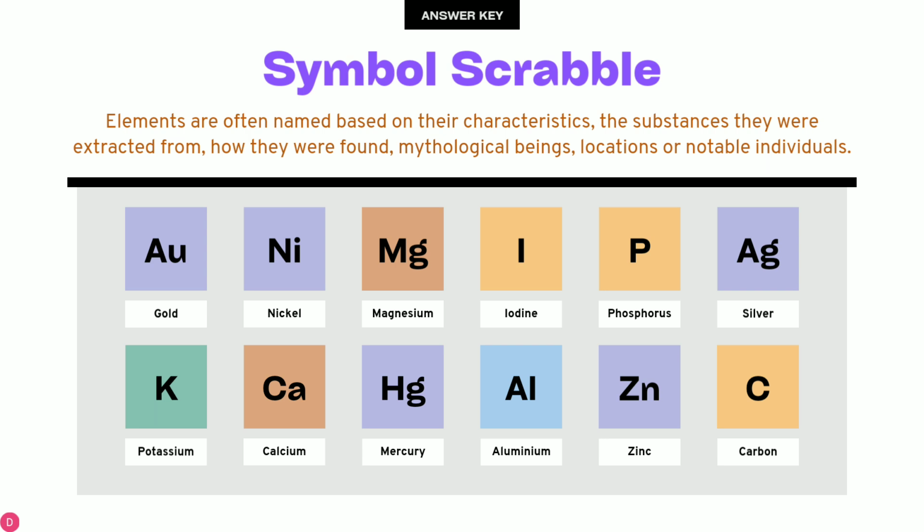Au, gold. Ni, nickel. Mg, magnesium. I, iodine. P, phosphorus. Ag, silver. K, potassium. Ca, calcium. Hg, mercury. Al, aluminium. Zn, zinc. C, carbon.